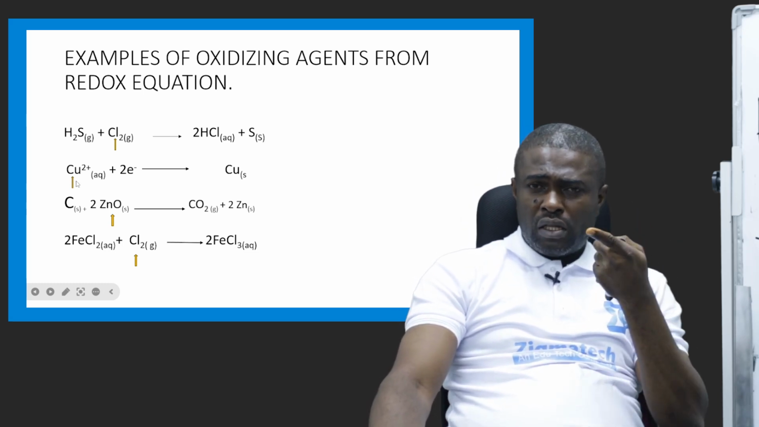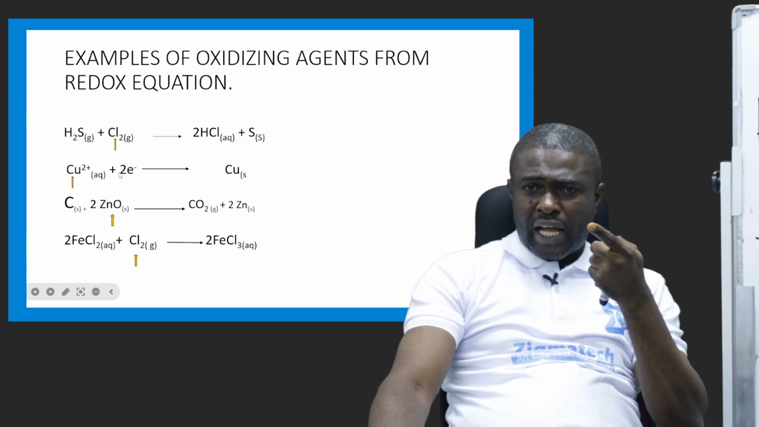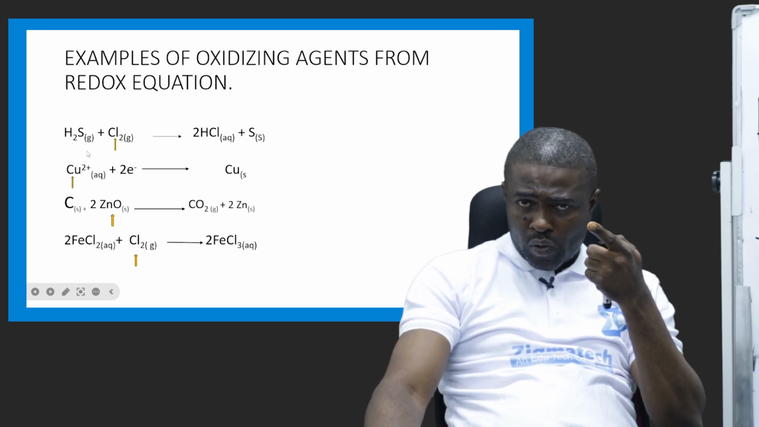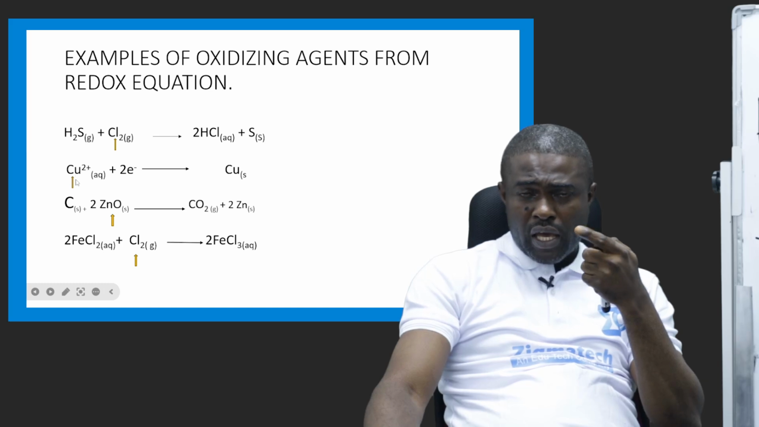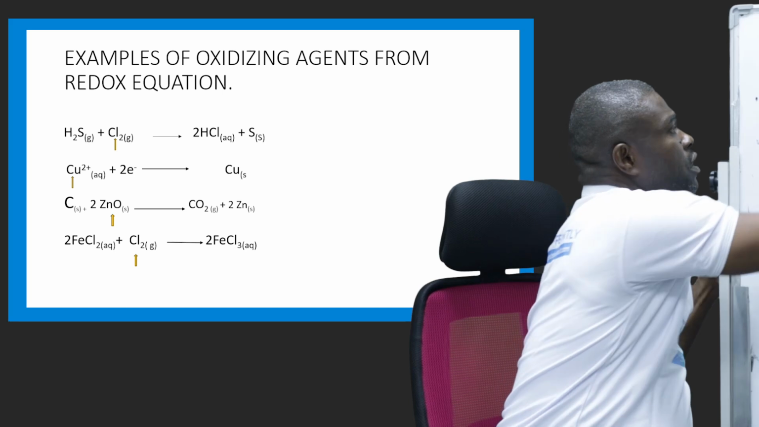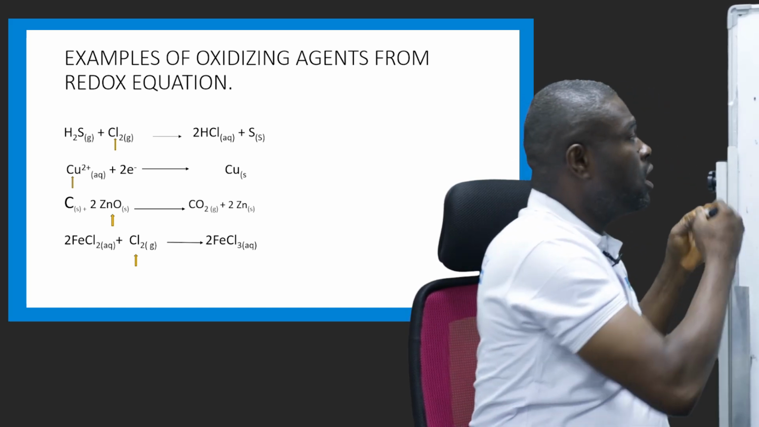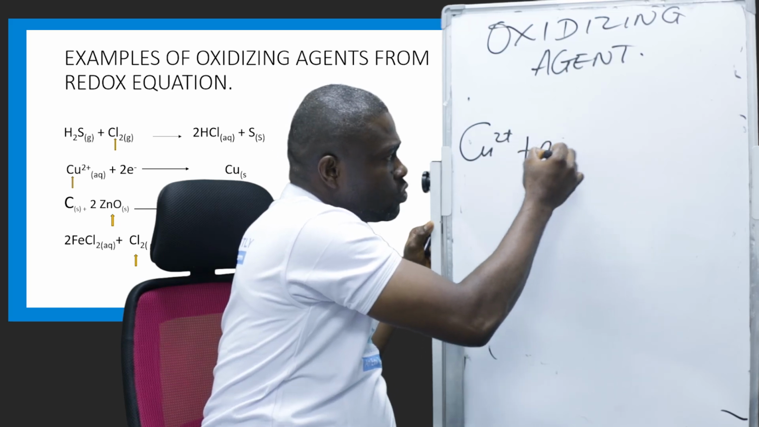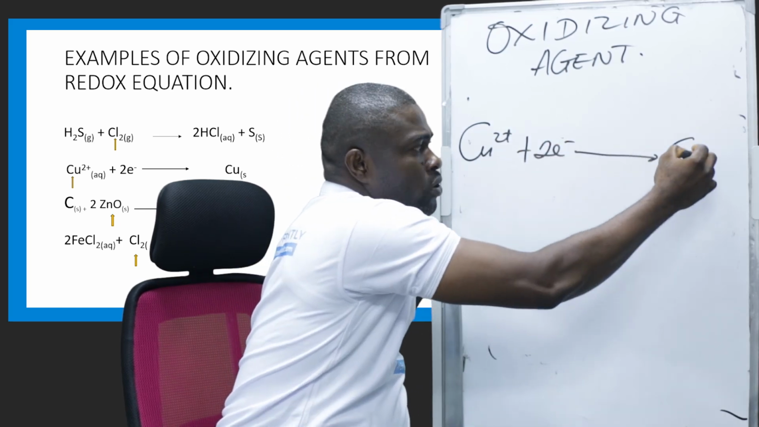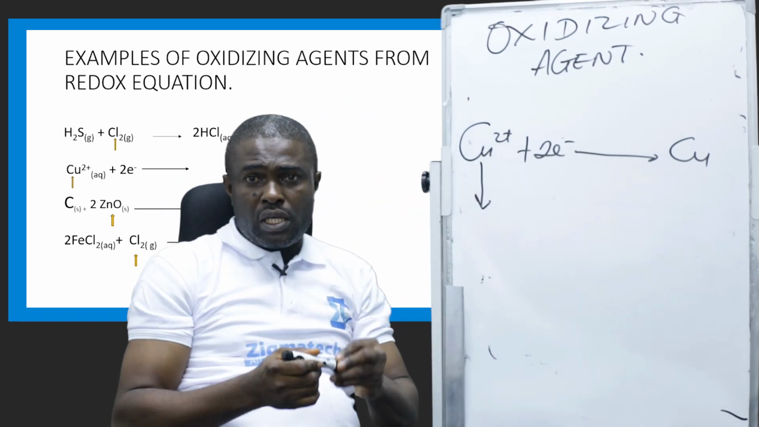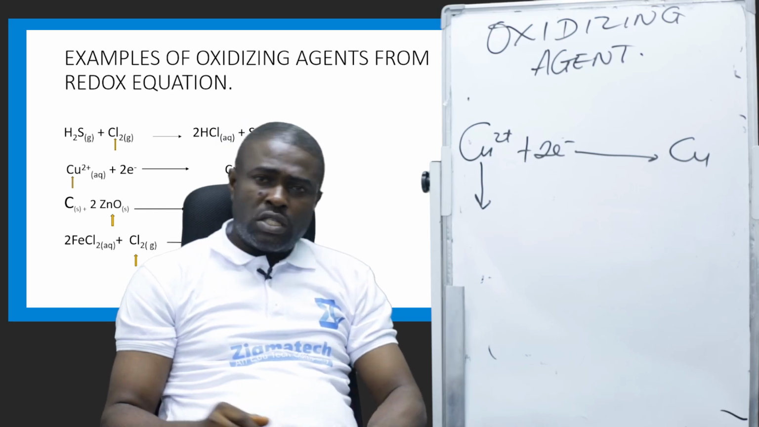Why? It is the agent that takes in the electron. How many electrons? 2 electrons in order to become a neutral copper. The copper 2 ion here is the particular one that is taking the 2 electrons in order to have a neutral copper. Therefore, this is an oxidizing agent.